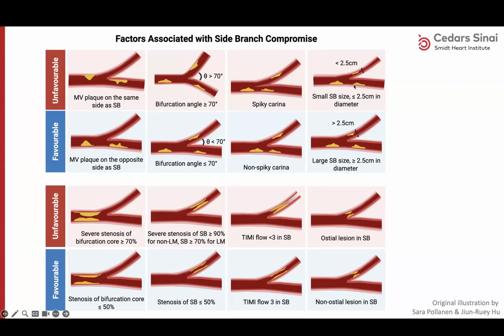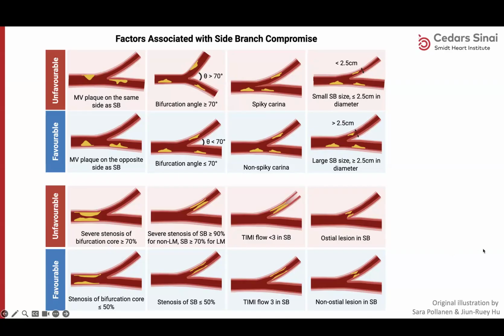A large main vessel relative to side branch, defined as a high ratio of main vessel diameter to side branch diameter of at least 2, suggests a significant size mismatch. During main vessel stent expansion, this can cause disproportionate plaque shift into the smaller side branch, which has less margin for handling plaque shift without resulting in an obstruction, compared to a side branch with a diameter of more than 2.5 centimeters.